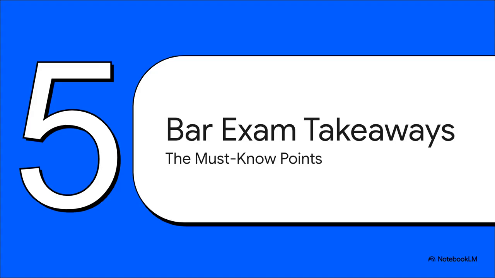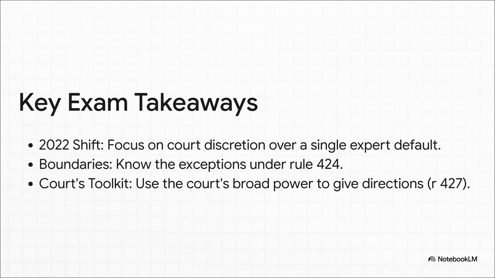Okay, that was a fair bit to get through, so let's boil it all down. What are the absolute must-know points that you should have front and center in your mind when you're prepping for this exam? Look, if you walk away with anything, make it these three things. One, the massive 2022 shift to judicial discretion. Two, know the exceptions in Rule 424, backwards and forwards. And three, really understand the court's massive toolkit for giving directions under Rule 427. These three points are the absolute heart of Part 5.